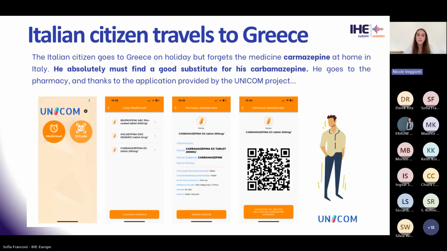He goes to the pharmacist and he uses the application. So he can view his medication list in the second screen. He can select the carbamazepine, and in the third screen, you can see that he is able to see the carbamazepine characteristics. And pressing the button, he is also able to generate a QR code that needs to be shown to the pharmacist.